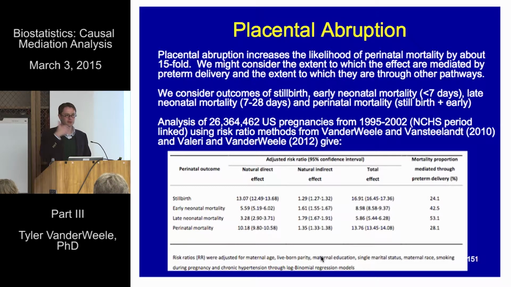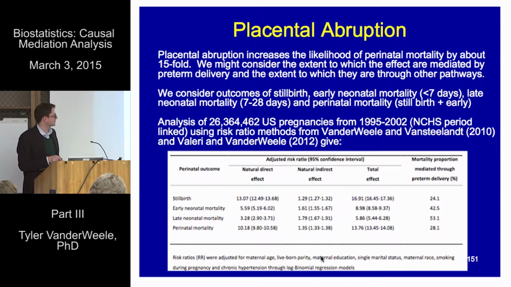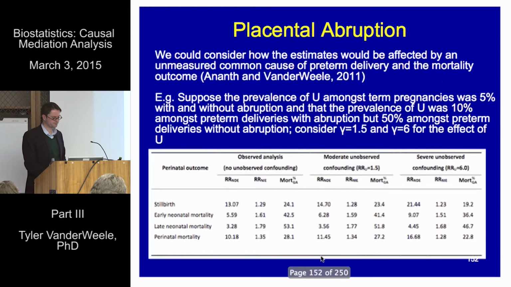Once again, this conversion to the proportion mediated scale on the risk difference scale can be helpful because the direct and indirect effects, as we discussed earlier, are using different baseline risks. So here, for example, with late neonatal mortality, although the risk ratio for the direct effect is larger than the indirect effect, the proportion mediated on the risk difference scale is actually above 50%. And again, that's because the natural indirect effect risk ratio is working with a higher baseline risk. So what it looks like here is, again, very substantial direct effects, reasonably large indirect effects, possibly slightly less than half of the effects mediated.